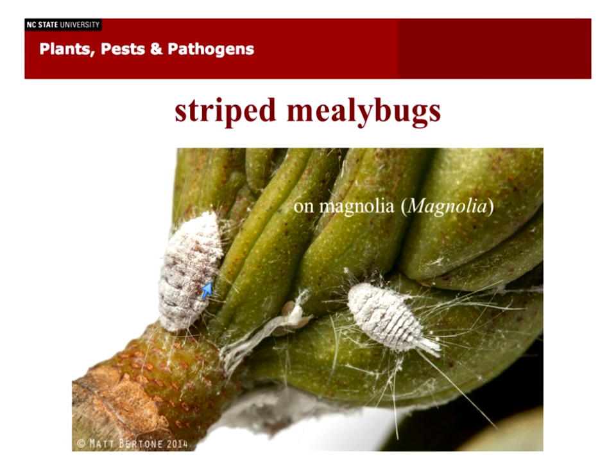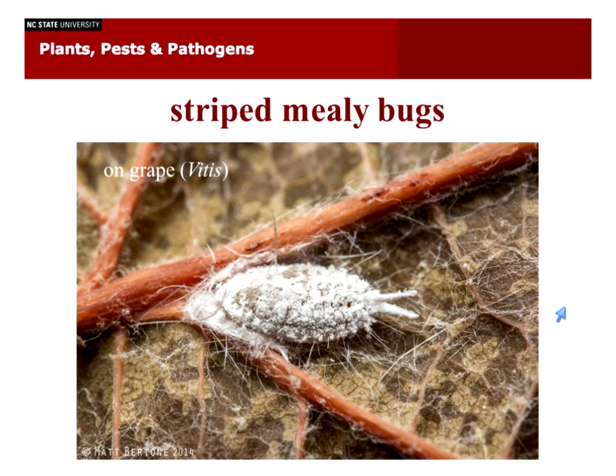Now these were some we found on Magnolia. This was the first sample submitted. You can see the young right here that are still developing, the adults right here on this Magnolia fruit. This was Magnolia virginiana. And then we got some grapes with this on there.